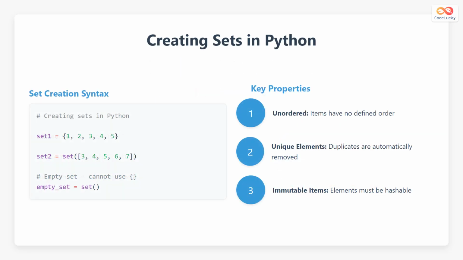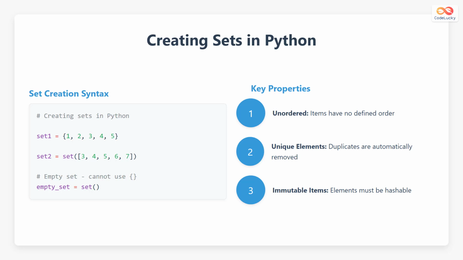Sets can be created in Python using a couple of ways. The first method involves directly enclosing a comma-separated sequence of items within curly braces, like shown in the example, assigning the set of numbers 1, 2, 3, 4, and 5 to the variable set1. Another method uses the set function, passing in a list of elements as its argument. For example, you can create a set named set2 from the list containing numbers 3, 4, 5, 6, and 7.